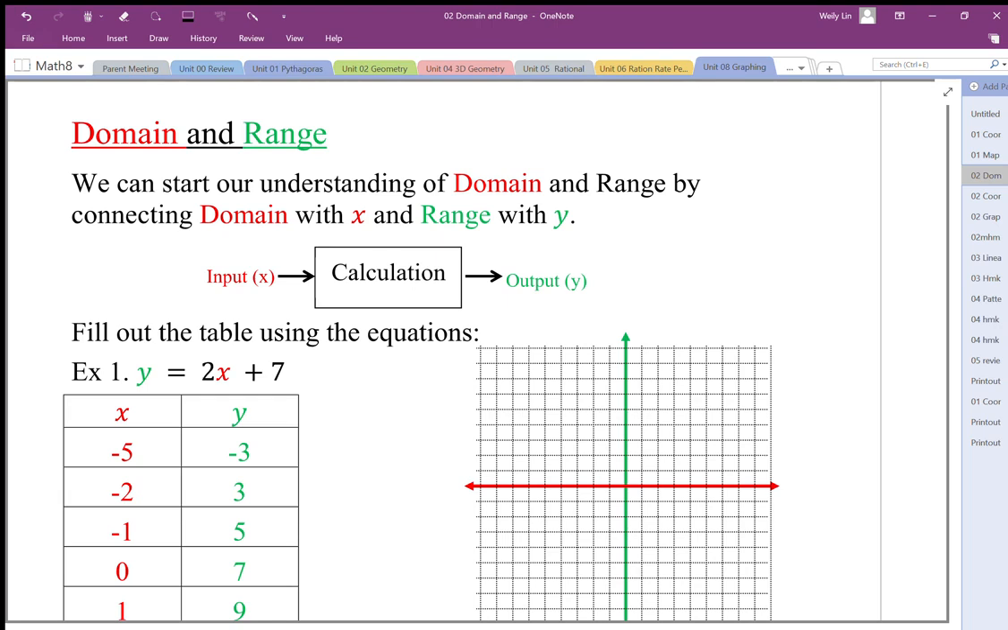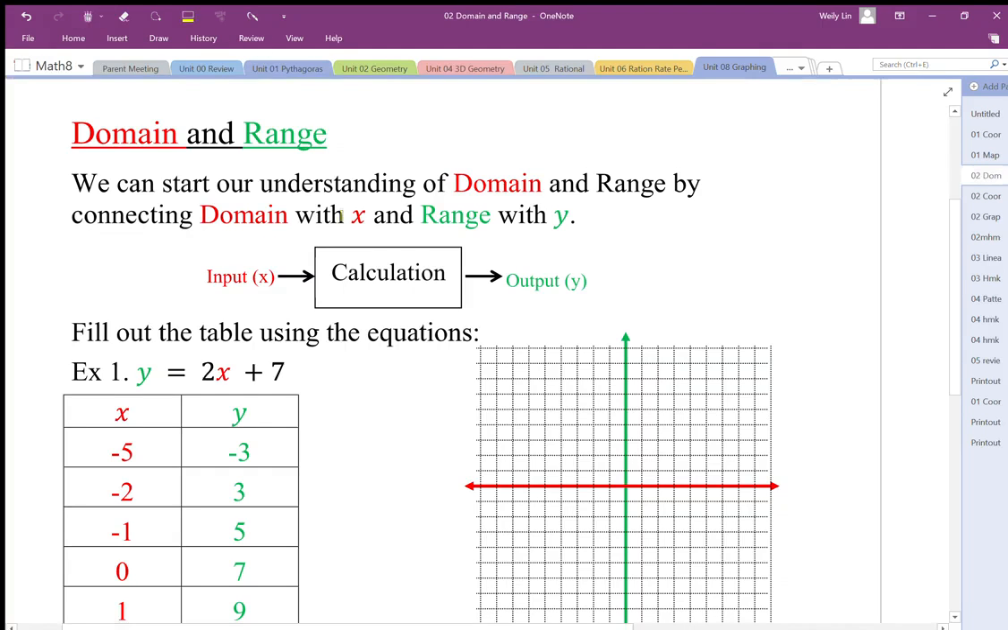When we are graphing, we're going to introduce some terminology, and that terminology is domain and range. An easy way to understand domain and range is domain is X, so domain is related to X, and range is related to Y. So domain is X, range is Y. That's a very simple way to remember domain and range.